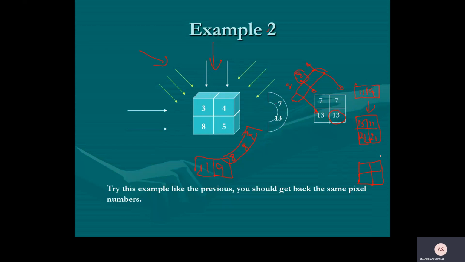So 9 plus 11, 20. 9 plus 21, 30. 11 plus 15, 26. 11 plus 21, 32. Okay. So this is the current pixel now. Now shine from the side, accumulate the pixel value.